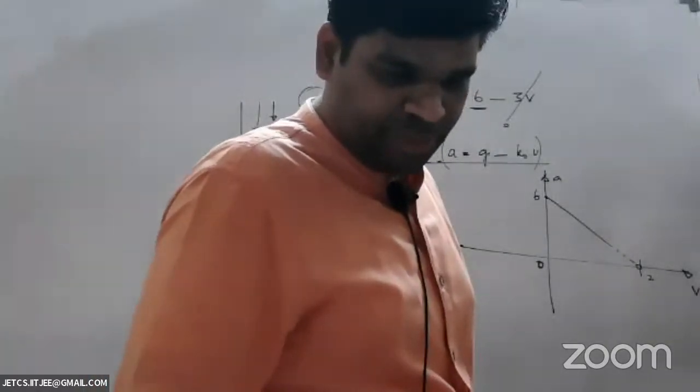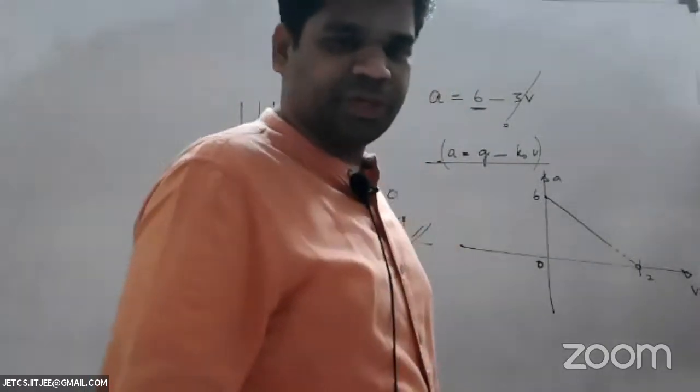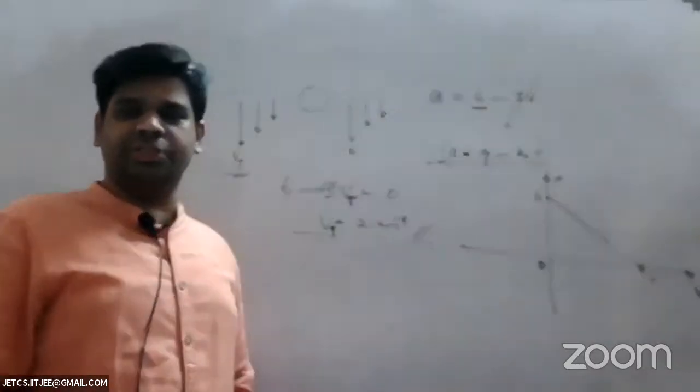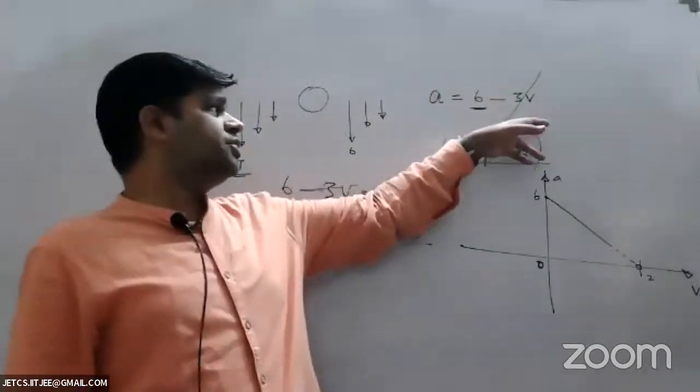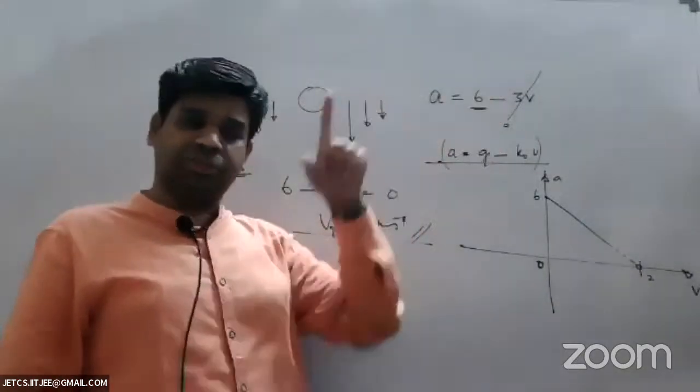Option B, magnitude of initial acceleration is 6 meters per second square. Initial acceleration, that means at t equal to 0. At t equal to 0, my velocity is 0. So if I substitute v equal to 0 here, I'll get a is equal to 6. So that is also correct.